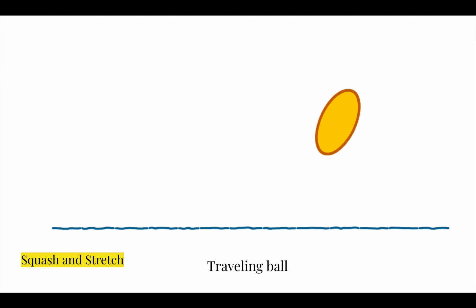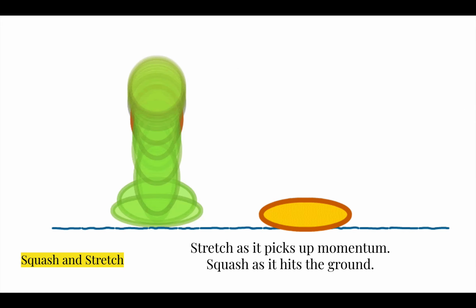Here's the same thing for a traveling ball. Notice now that the ball has a little bit more lifelike movement. Again, we're not necessarily trying to show reality, we're trying to emphasize and sometimes exaggerate reality in the animations that we're creating. This is what squash and stretch does.